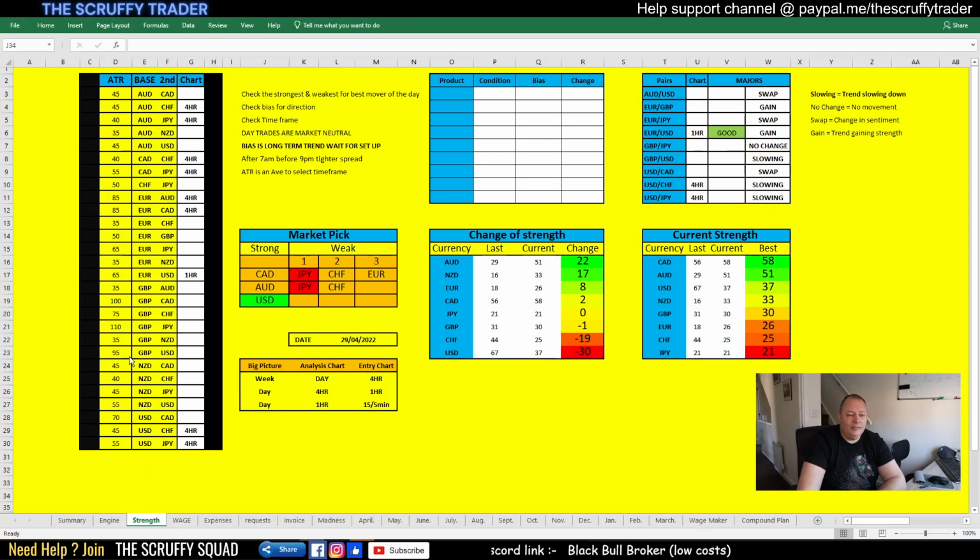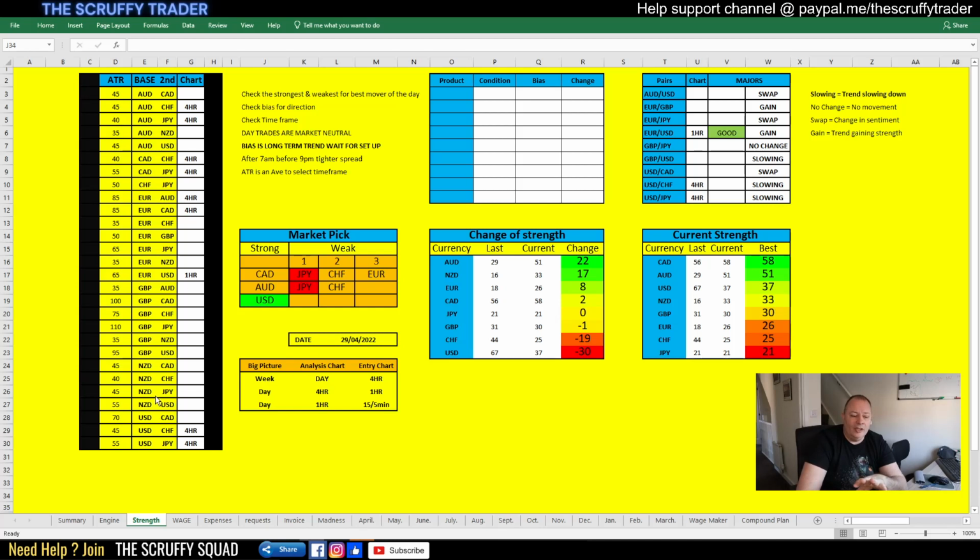This section, if we start going around clockwise, tells you the chart that you're best looking at for the particular pair if it's coming into play. If there's no chart time frame, it means it's not a particularly good market today, and it's looking at the ATR and a number of different elements.